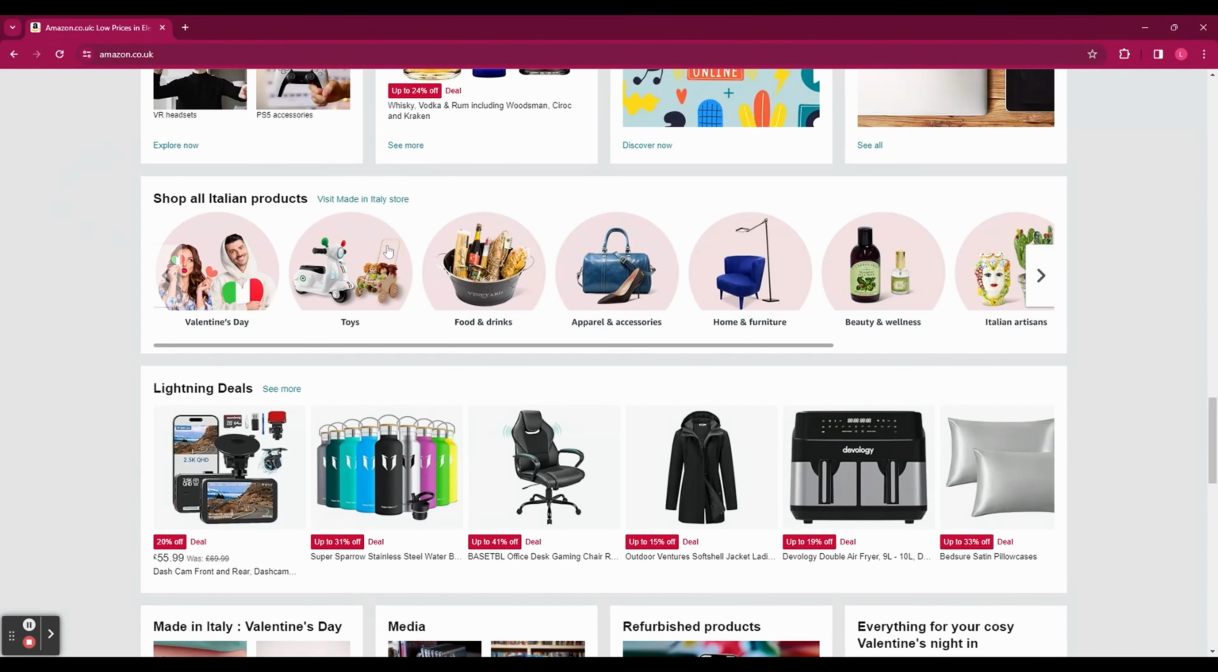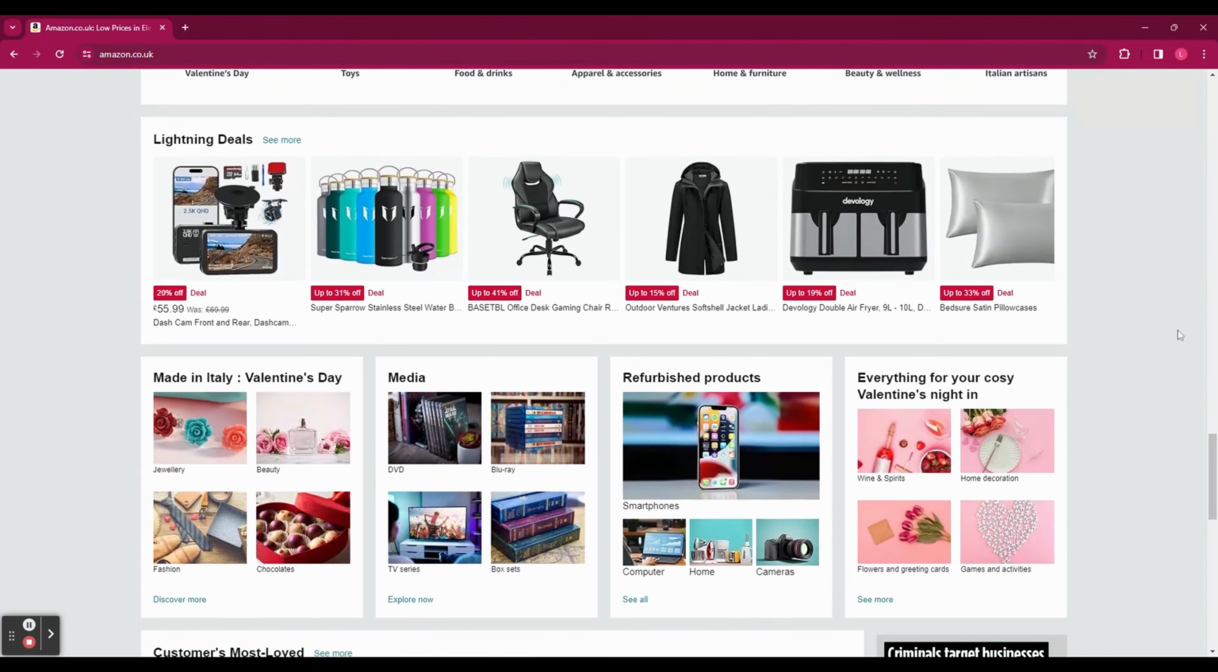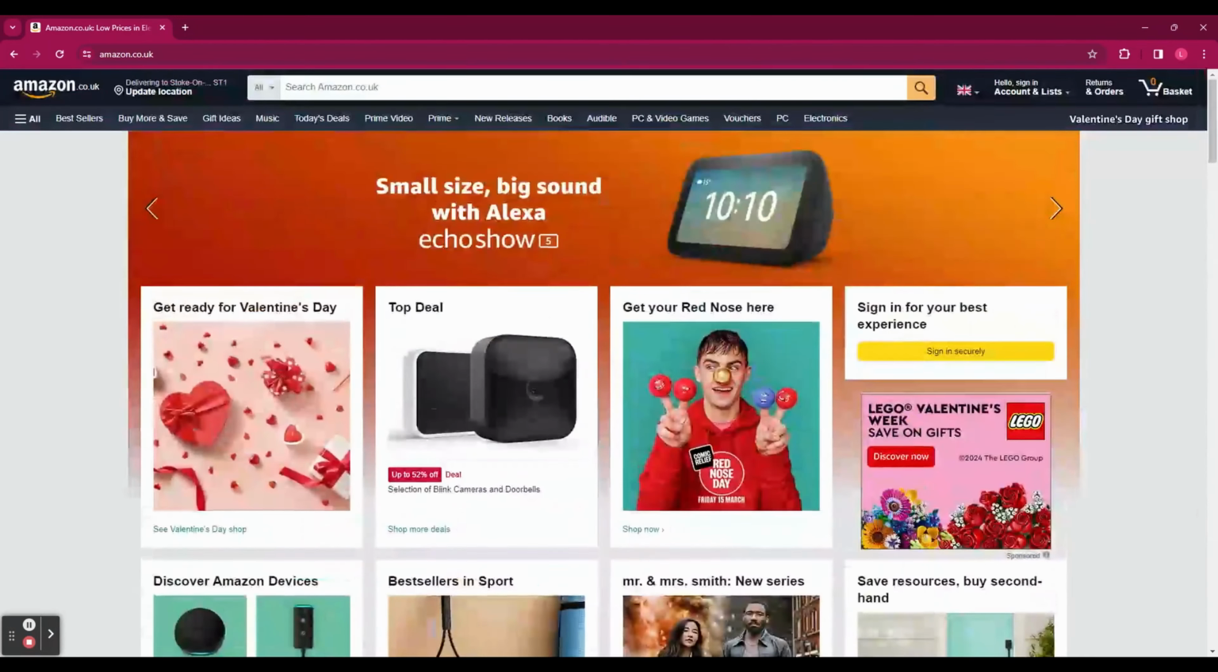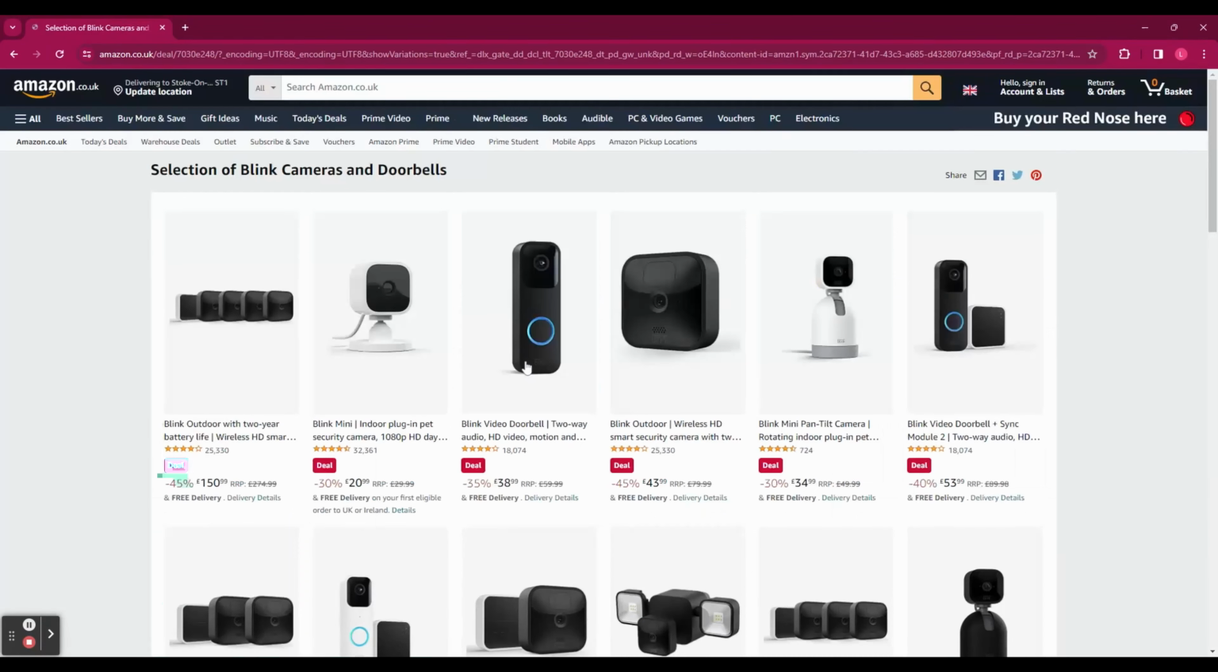By the end of this tutorial, you'll have the tools and knowledge you need to propel your products to the top of Amazon's search rankings and unlock the full potential of your online business. So let's get started. To begin with, there are a few terms that we need to understand.